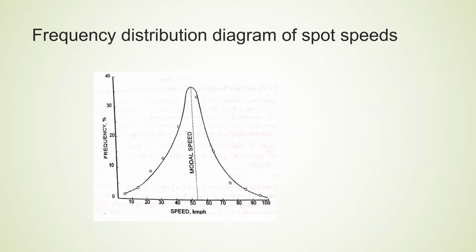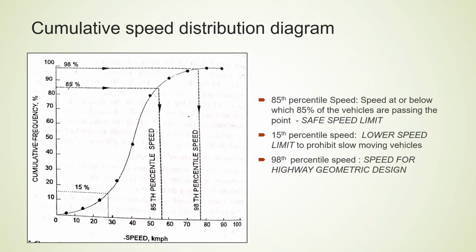Now that the modal speed is defined, we can go to the next type of presentation, which is the cumulative speed distribution. It is called a cumulative speed distribution diagram. This is the output of any spot speed study. After every spot speed study, we draw this graph to find out certain key factors related to the speed in your traffic stream. So you can see the x-axis and y-axis of your speed distribution diagram.